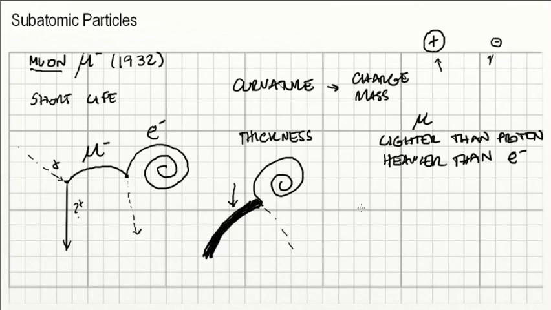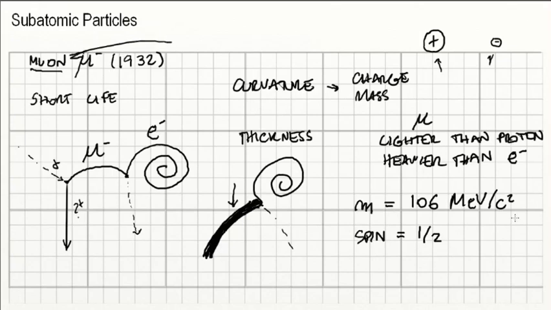So just some fun information about the muon. Its mass is 106 mega electron volts per c squared, per speed of light squared, and it has a spin, which is some attribute that we'll discuss later. Now, also, the muon is a category of subatomic particles that we'll categorize later on, called leptons.